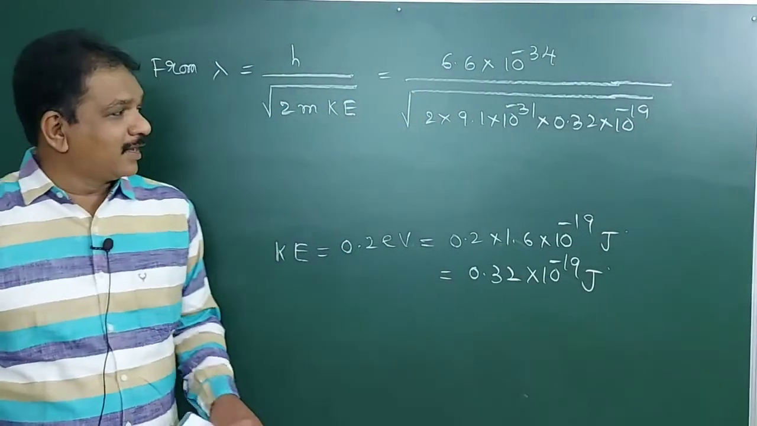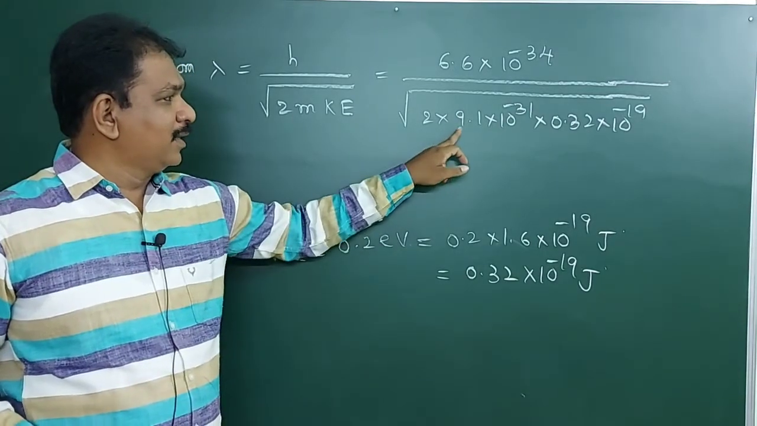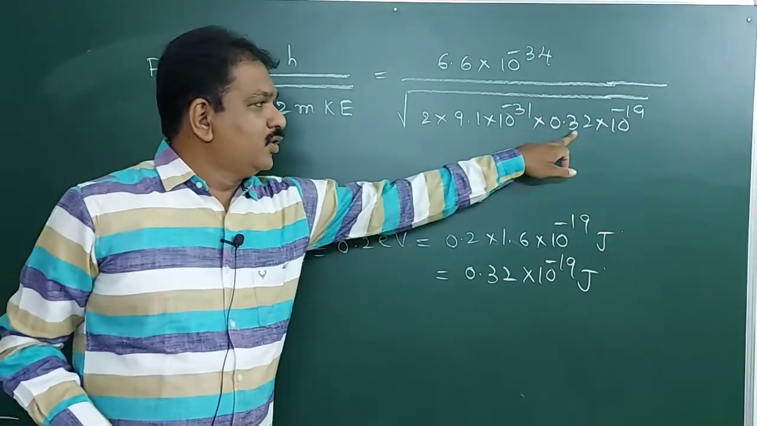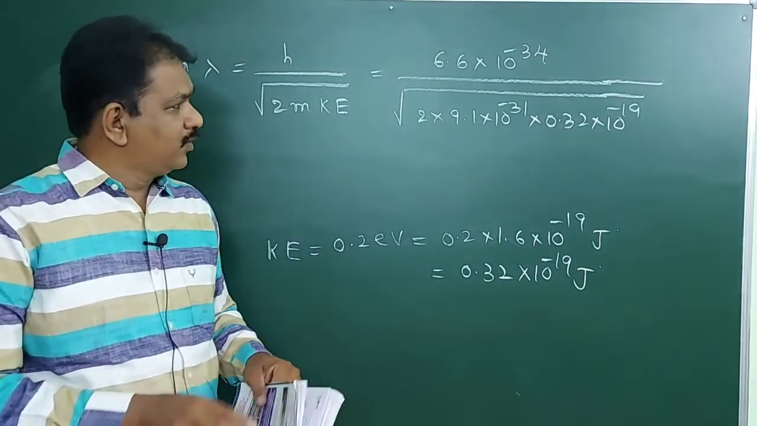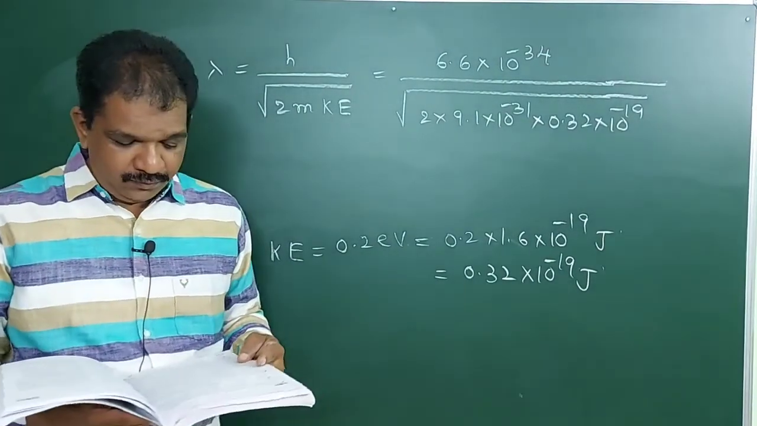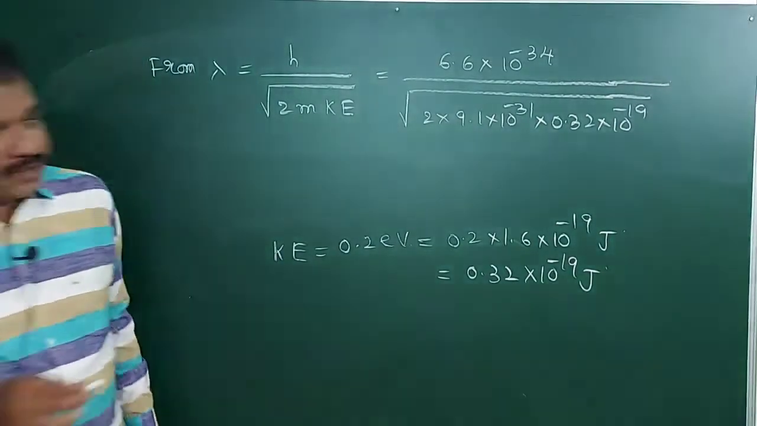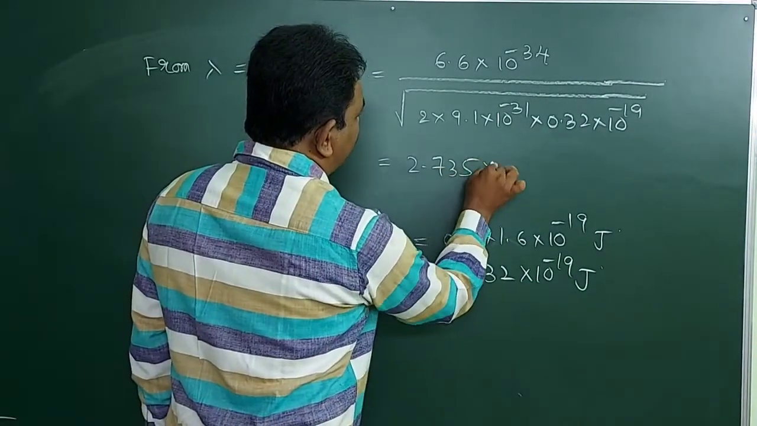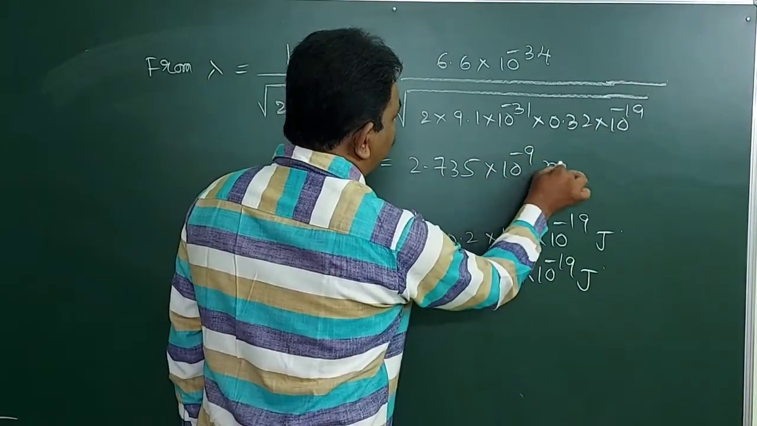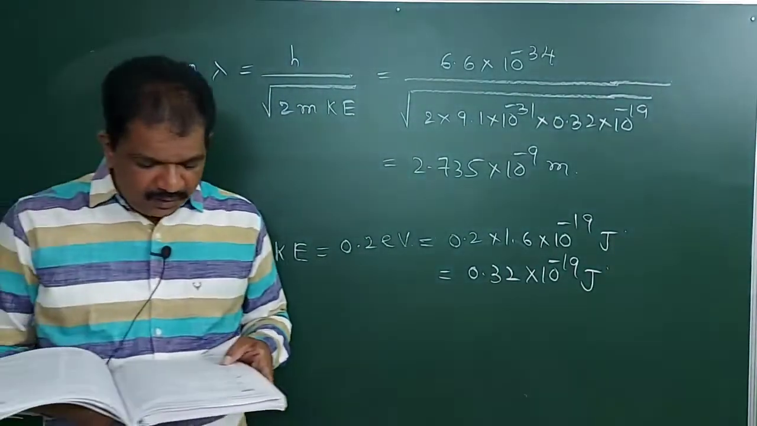Definitely you have to use the calculator. Without that it will be a little bit difficult. You take it as 9. 0.64 means it will be 8. Like that, without calculator also we will get. If we calculate, finally we will get this value as 2.735 into 10 power minus 9 meter.